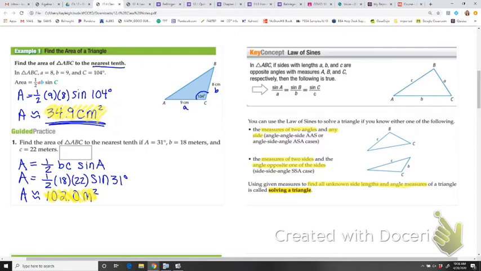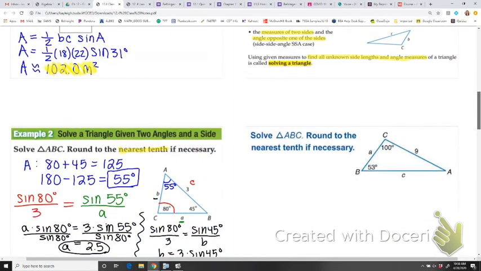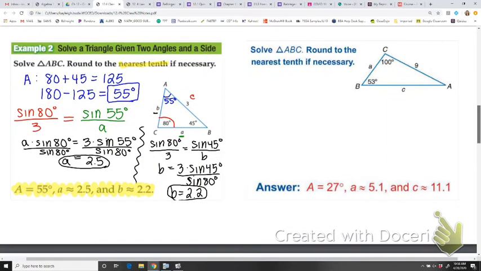So in this next example, it's going to tell us to use given measures to find all unknown side lengths and angle measures. So that's called solving a triangle. So you need to know all 3 sides and all 3 angles to solve the triangle. So example 2, solve triangle ABC, which means find all 3 angles, find all 3 sides, and round to the nearest tenth if necessary.